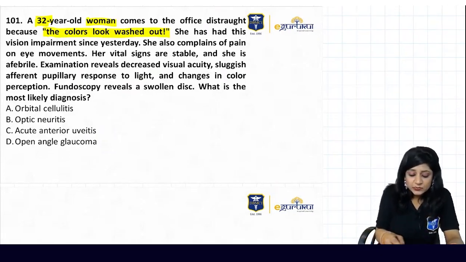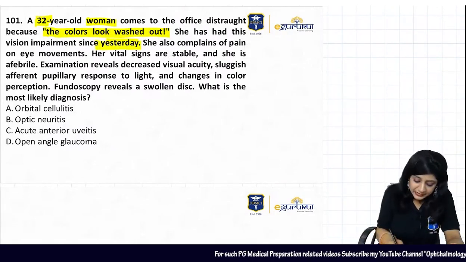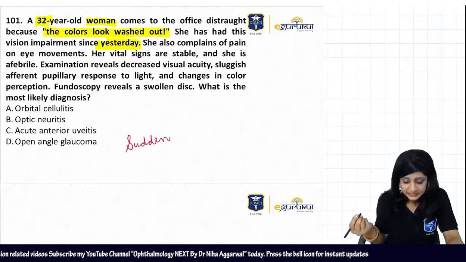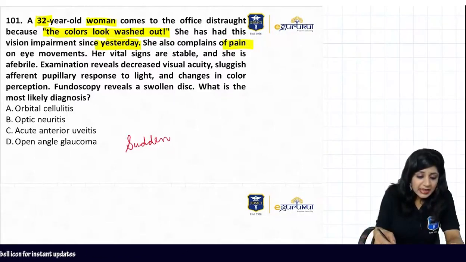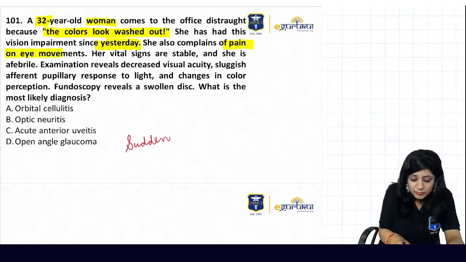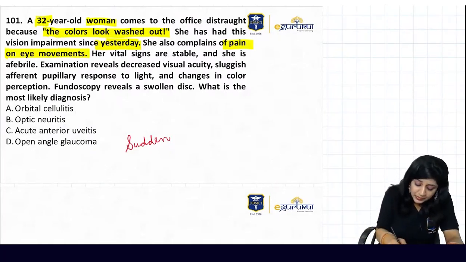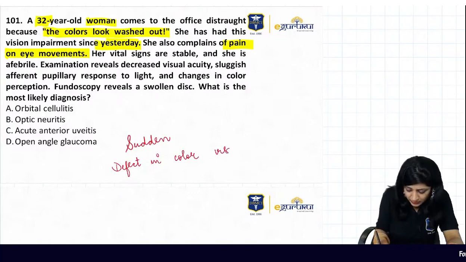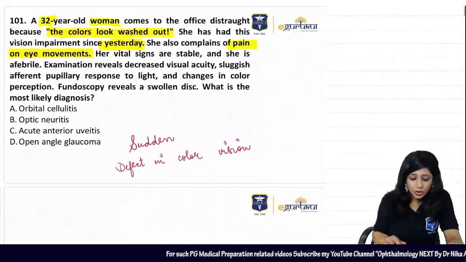Then she had this vision impairment since yesterday. So whatever is taking place is actually sudden, because these problems are taking place only since yesterday. She is also complaining of a very typical thing, and that is pain on eye movements. Colors looked washed out, so there is a defect in the color vision, right? We have a defect in the color vision, and there is also the pain on the eye movements.